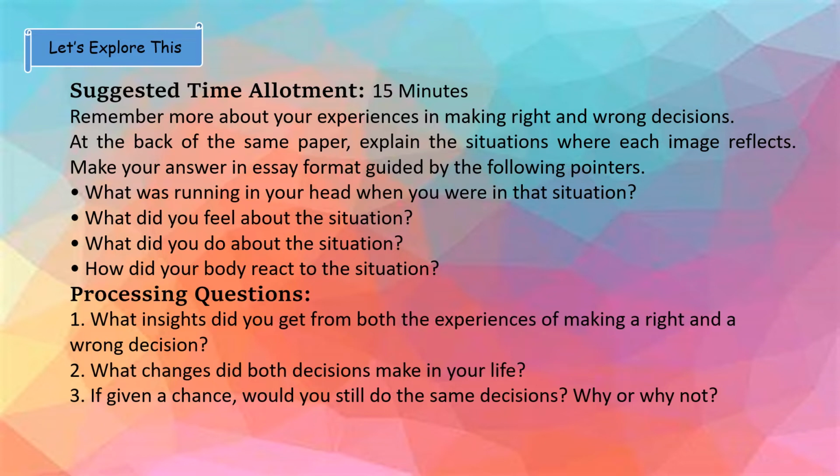Let's proceed to our second activity for this module. Remember more about your experiences in making right and wrong decisions. At the back of the same paper, explain the situations that each image reflects. Make your answer in essay format guided by the following pointers. Number 1. What was running in your head when you were in that situation? Number 2. What did you feel about the situation? Number 3. What did you do about that situation? And number 4. How did your body react to that situation?